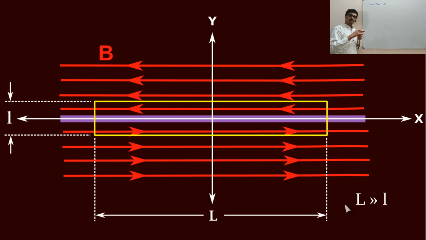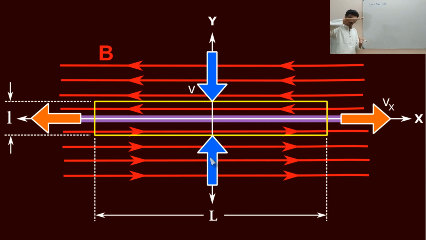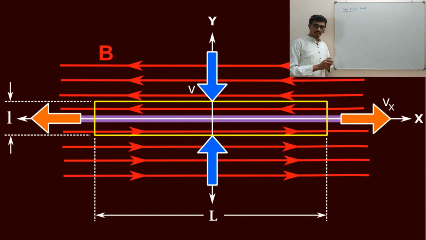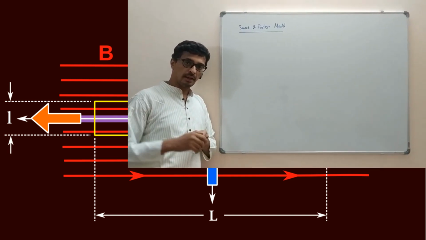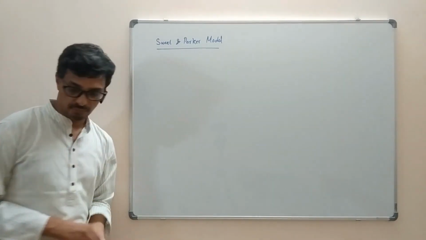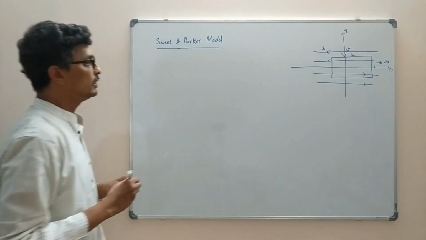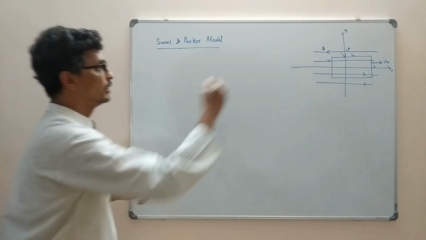Now, the plasma and the magnetic field are convected into this reconnecting region at a velocity v, and the reconnection happens at the neutral sheet. The energy is dumped into the particles, and the particles are ejected out of the neutral sheet at a velocity vx along the x direction. With this configuration, let us try to find out the velocity at which the magnetic fields are convected into the neutral sheet. This is the Sweet and Parker configuration, and this is the closed loop.